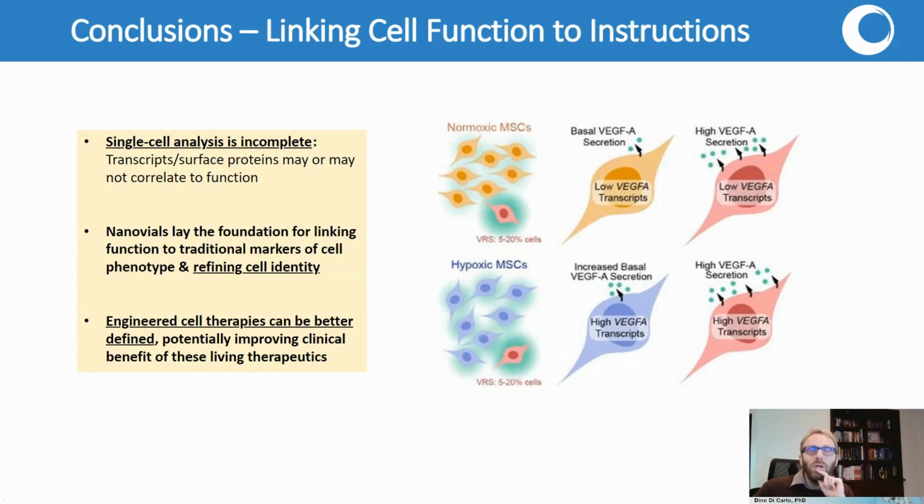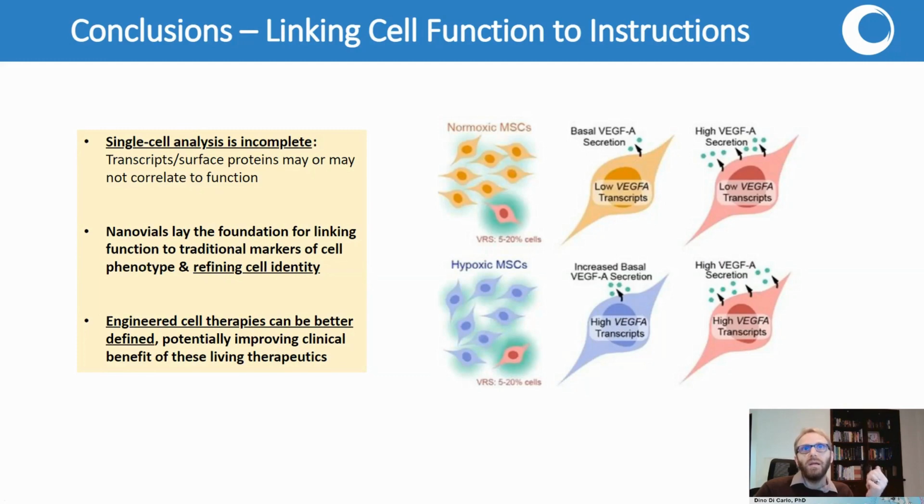So to conclude, we are excited by this new approach to characterize the function of cells and being able to link that to underlying transcripts and surface proteins. And so the cell analysis we think is incomplete. We need that linkage to function in order to really understand what all of this information means that we're getting from transcriptomes. Because in the end, it's the function of the cells in vivo that's driving the therapeutic effects, especially in the cell therapy fields that we're interested in improving.